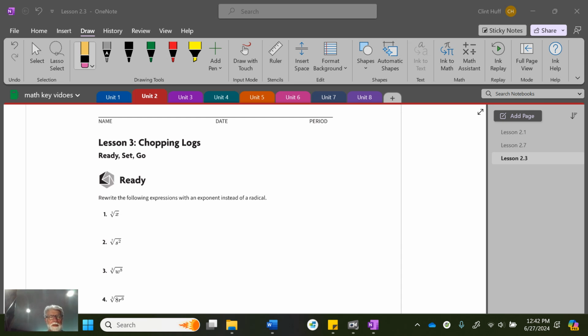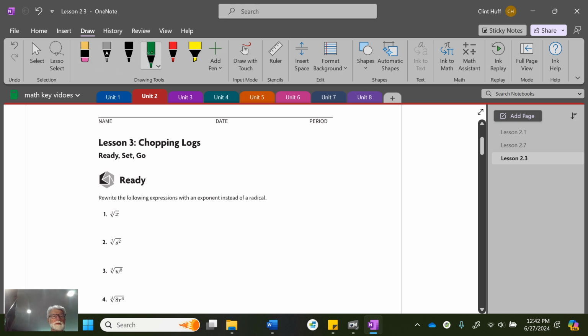All right, lesson 3, chopping logs. First section is to rewrite the expression with an exponent instead of with a radical. All right, so first one is going to be x to the 1/5 power. Second one's going to be s to the 2/7 power, so that the power on the radicand, the s squared, 2 becomes the numerator, and the root index 7 becomes the denominator.